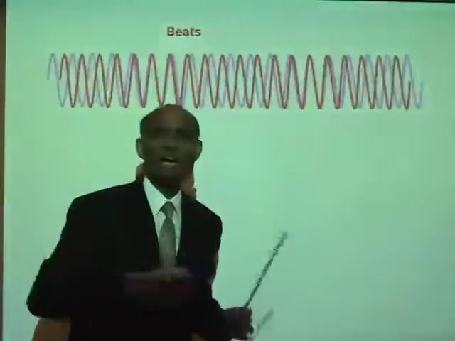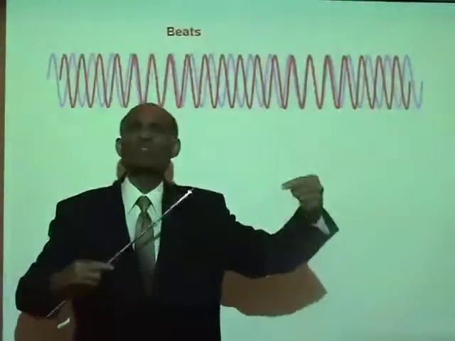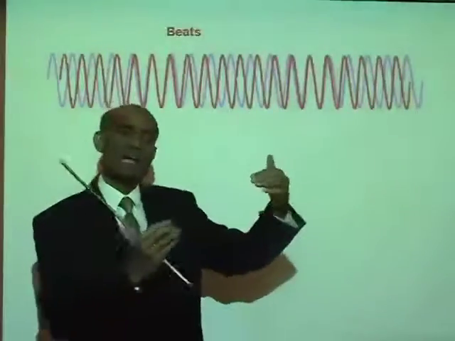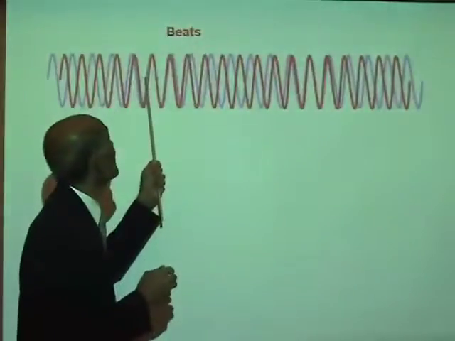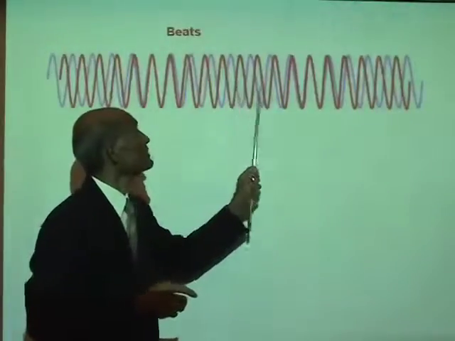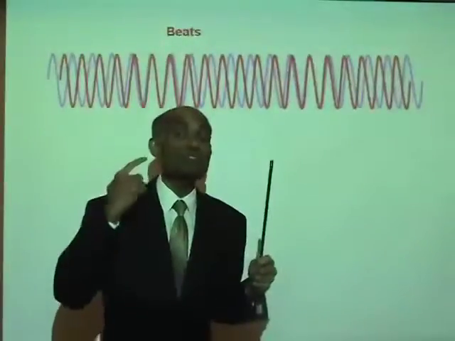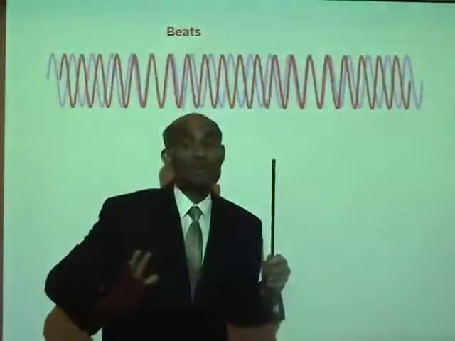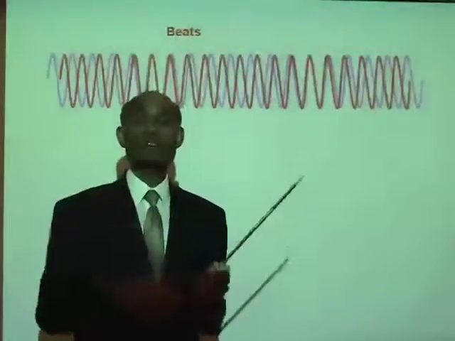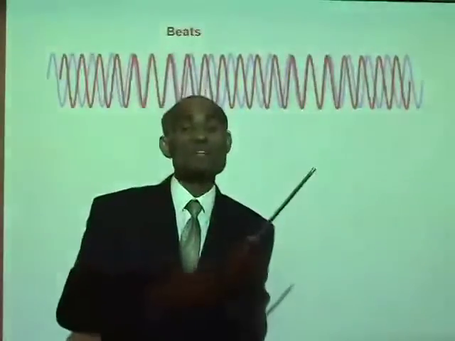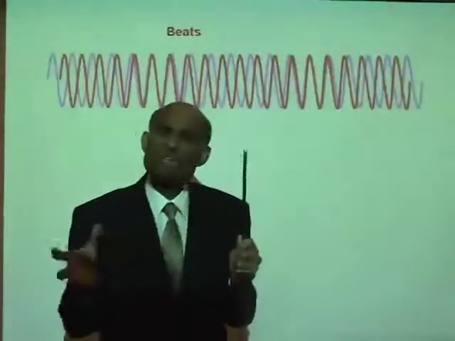So what would you expect to hear in such a case? When two sounds of very nearly equal frequency are produced together, as they advance in the medium, they get in phase, out of phase, in phase, out of phase continuously. What does that mean to you? You will hear a loud sound, no sound, loud sound, no sound, and so on. Now, this is what we call the beats. And the number of times you hear loud and no sound is called the beat frequency.